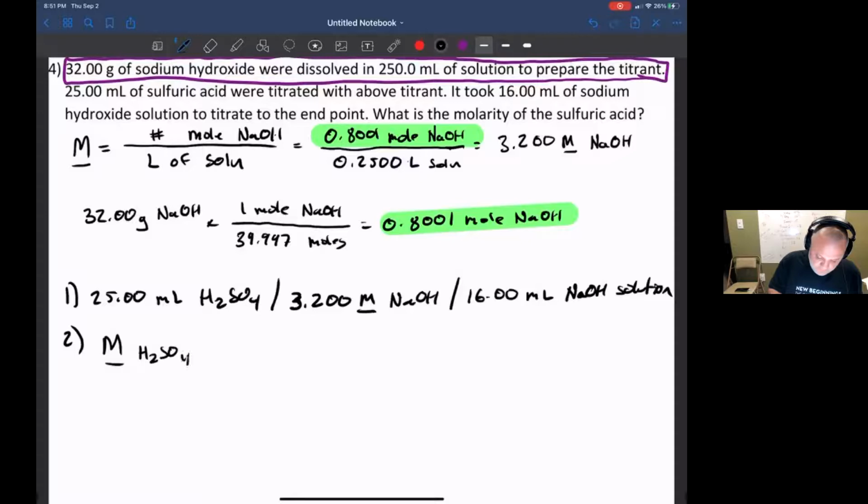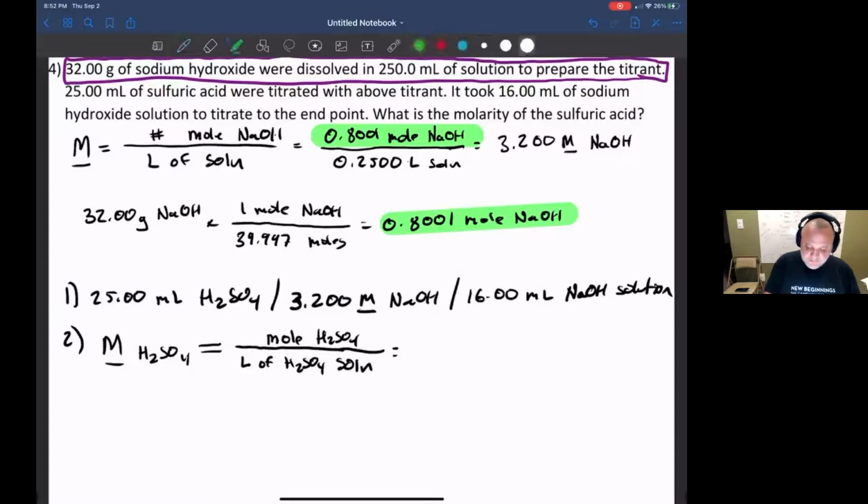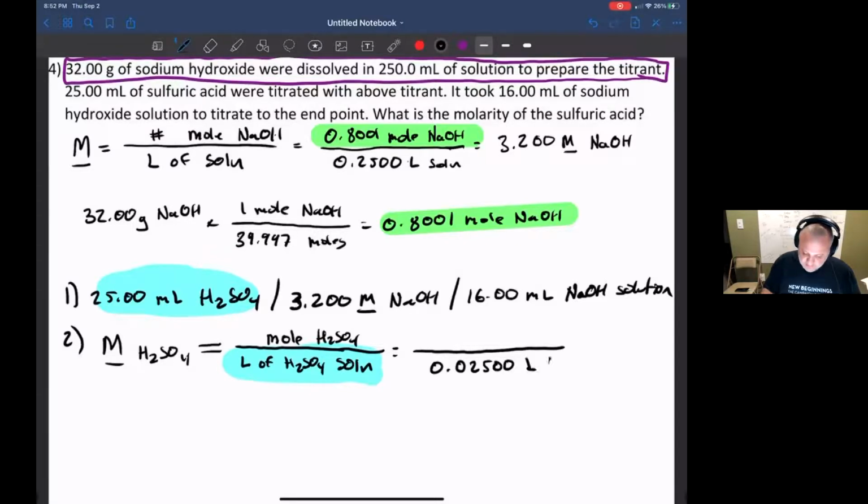And so we know that the molarity of the H2SO4 is moles of H2SO4 in the numerator, divided by liters of H2SO4 solution in the denominator. Now, the problem gives us the volume of the H2SO4 solution, so that's what we're going to use that bit of information for. I'm going to use that as the denominator of the ratio in order to calculate the molarity of H2SO4. Now I did convert it to liters.